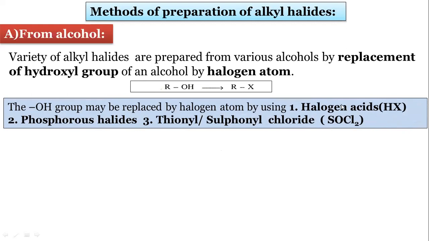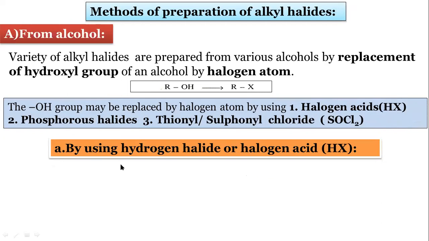There are 3 types. First one is halogen acids, HX. HX means HCl, HBr, HI, HF. These are the halogen acids. Second one is phosphorus halides. The third one is thionyl chloride, SOCl2.